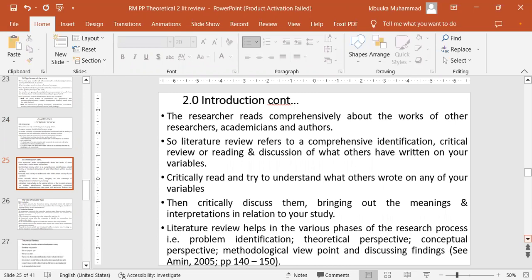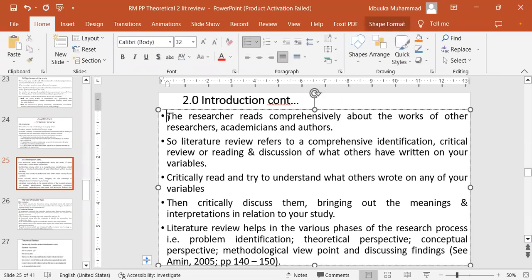Now, having gone through how important literature review is, we were in the first introduction talking about the steps of literature review. We ended at a point where a researcher has identified the documents and scanned through them and selected them.